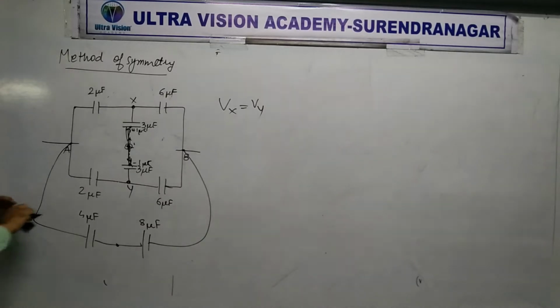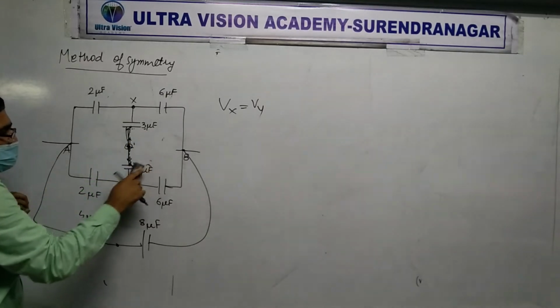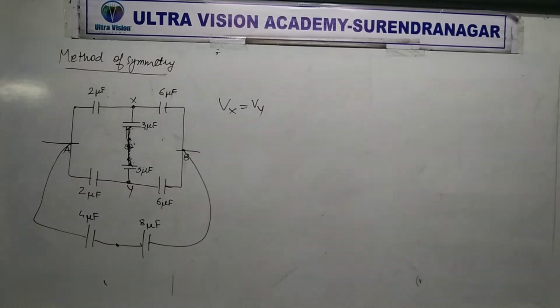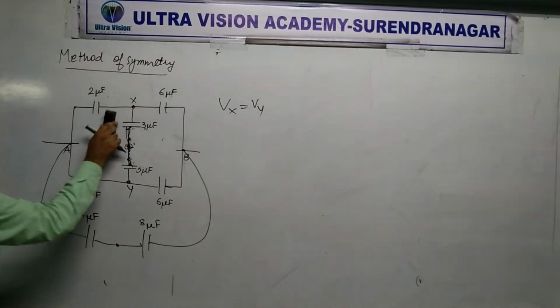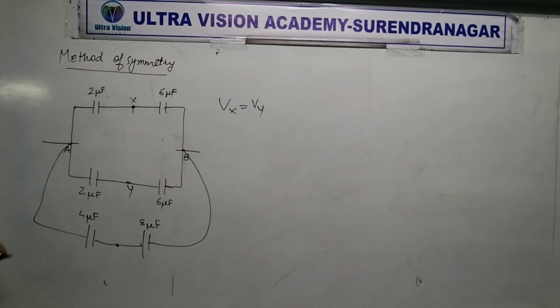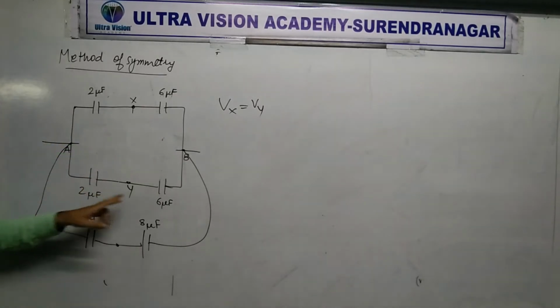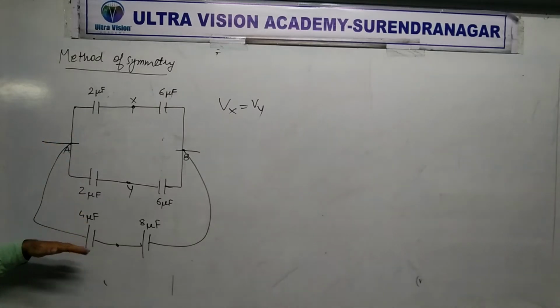Clear? Okay. So this way, now if you remove this connection due to symmetry, it becomes easy to solve. Is this a Wheatstone bridge now? Yes. And balanced or not balanced? Balanced. Did you get it? So now what do we have? These two are in series, these two are in series, and then that is in parallel with these.